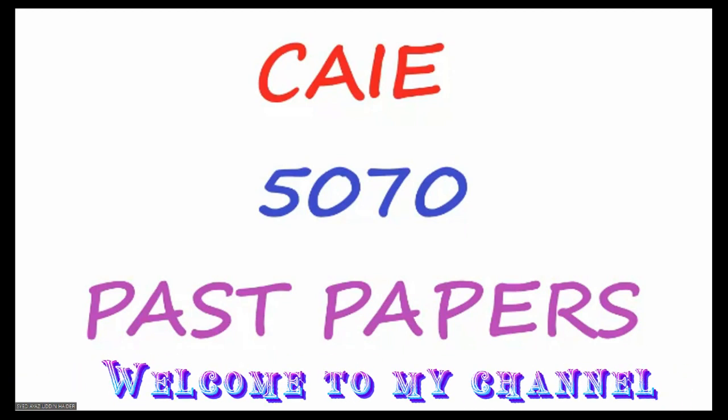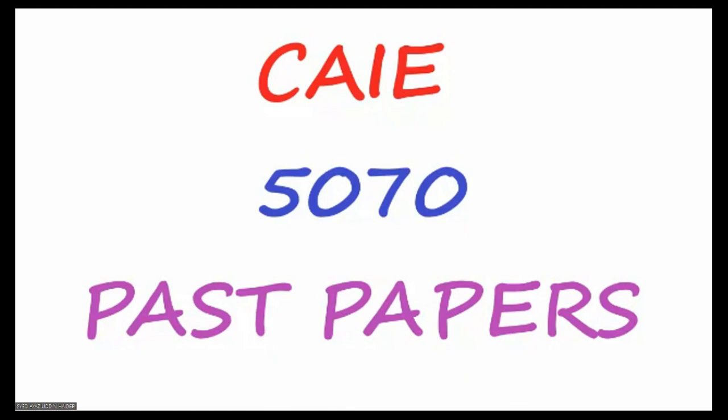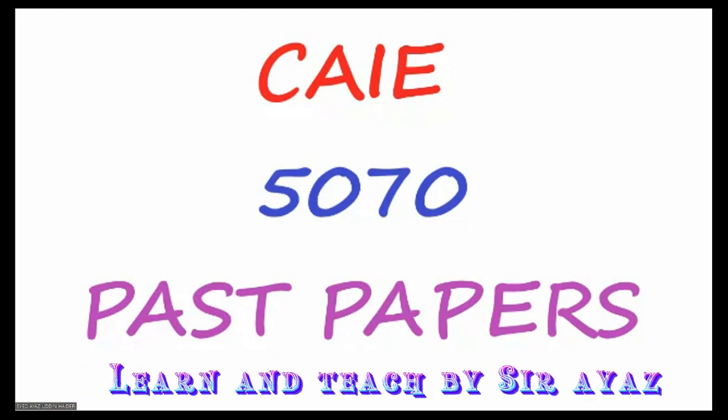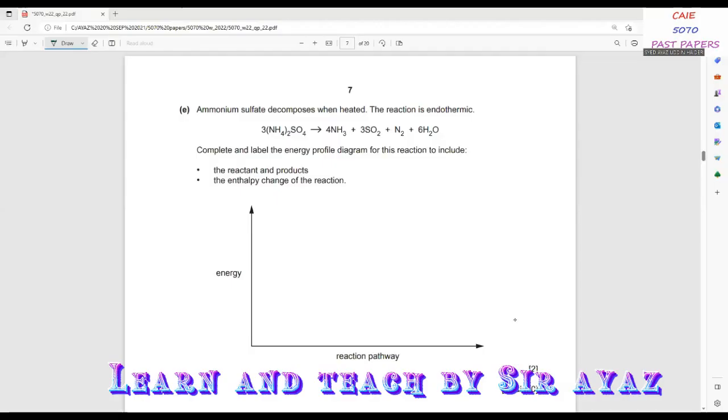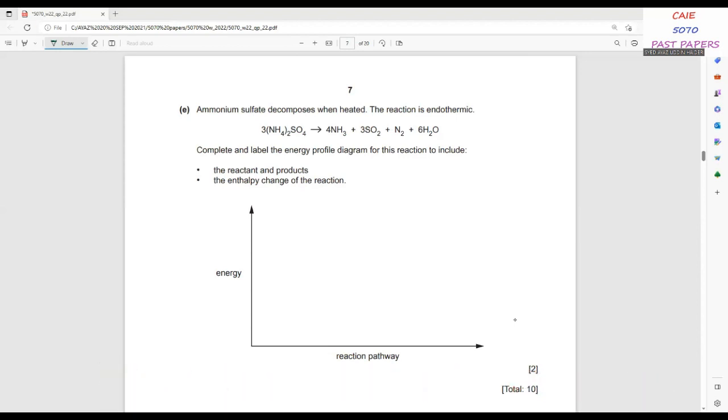So I will continue my video lesson for CAIE 5070 past paper, and the paper I was doing was paper 22 for October, November, winter 2022. I left question number 4 part E. So I'm going to start this video with question number 4 part E.